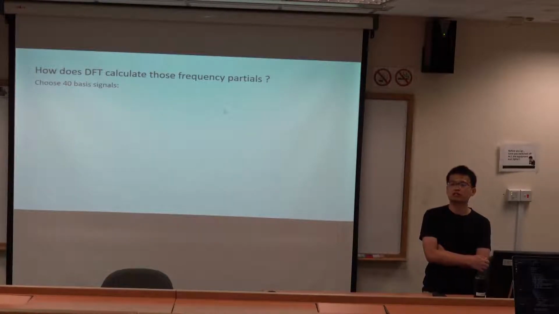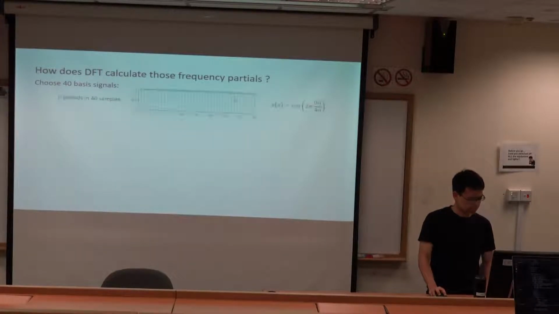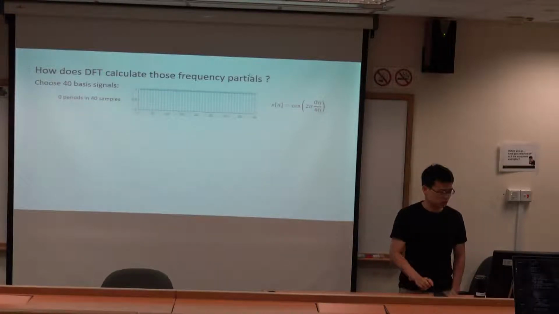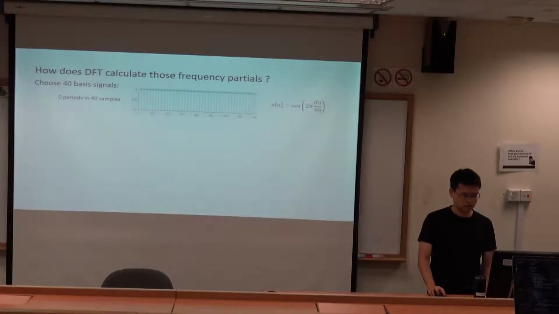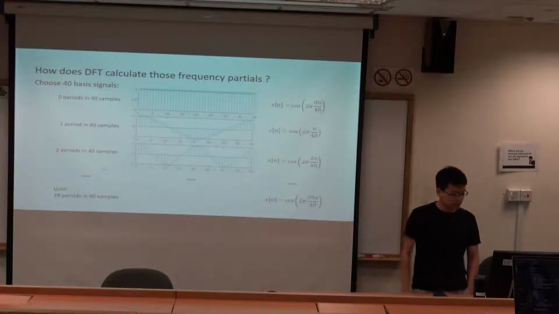First, I'll choose 40 basis signals. The first looks like this. It oscillates 0 periods in 40 samples. So it's basically a constant signal. And the equation is like this. And the second has 1 period in 40 samples, and then 2 periods, until a signal that contains 39 periods in 40 samples.